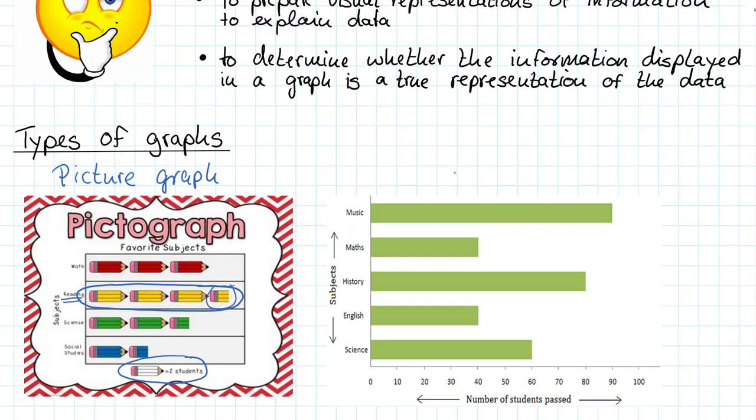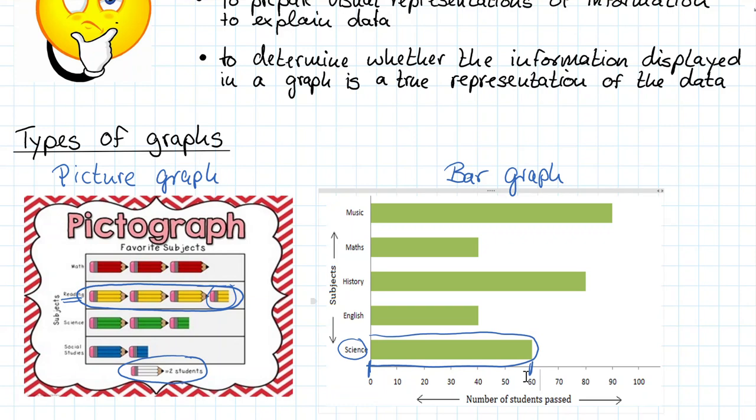Another kind of graph is the so-called bar graph. In a bar graph, you're having columns representing the number or the amount for a certain set of data, and those columns are horizontally arranged. So in this example, you're having the number of students passed. If you look at the subject science, the column starts at 0 and goes up to 60, so that means 60 students passed that subject.